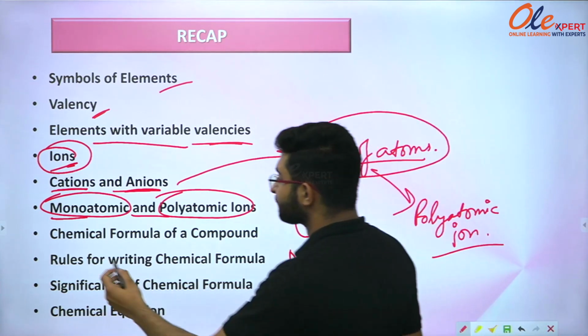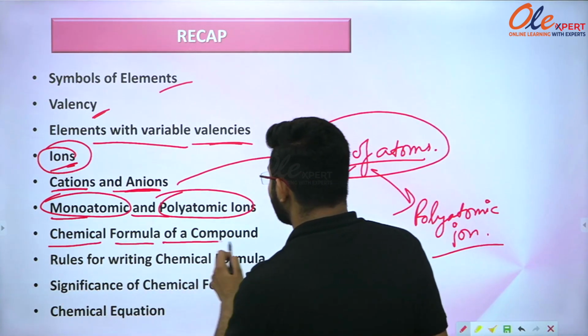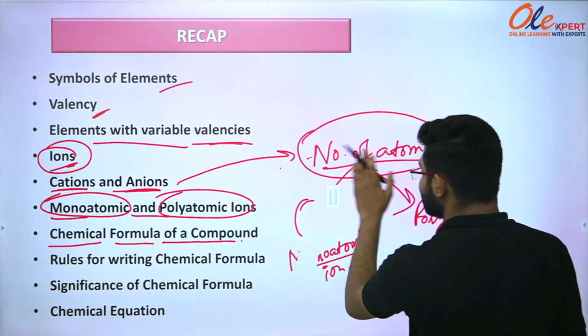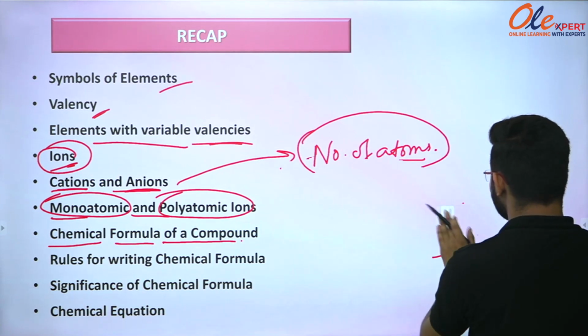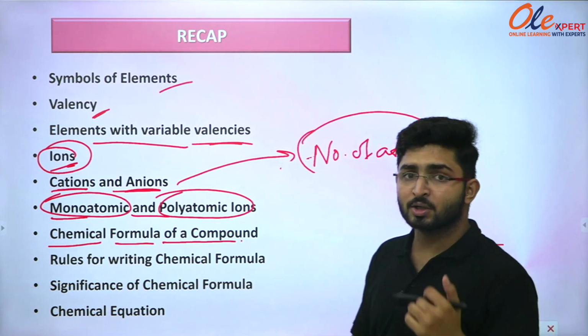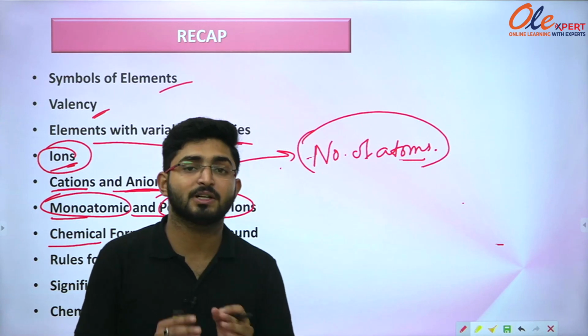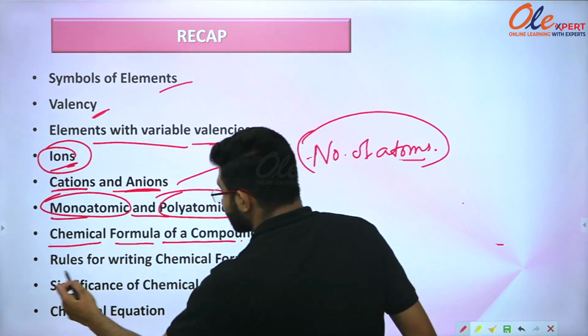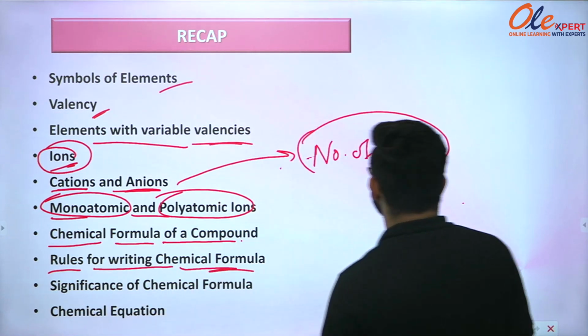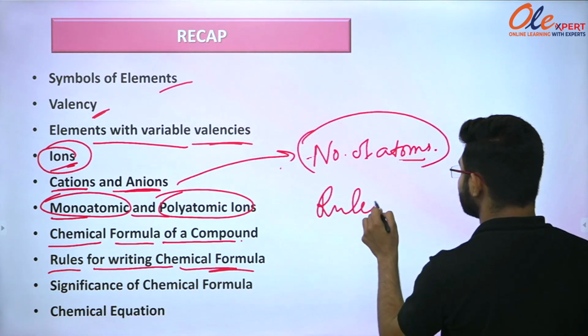The next topic that we have considered was the chemical formula of a compound. We have also studied the chemical formula of some compounds. And what's a chemical formula of a compound? It is basically the representation of any compound and the composition of that particular molecule of the compound. The next topic was rules for writing chemical formula.